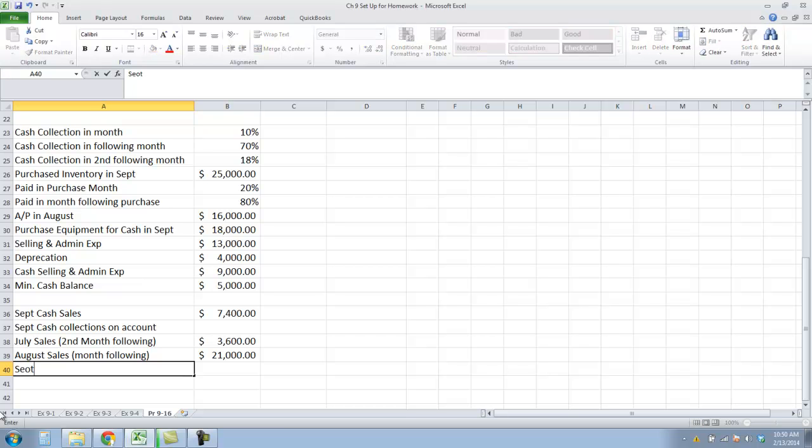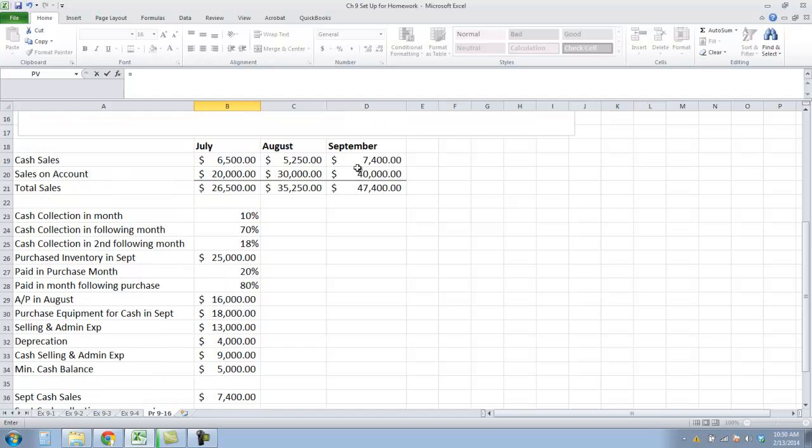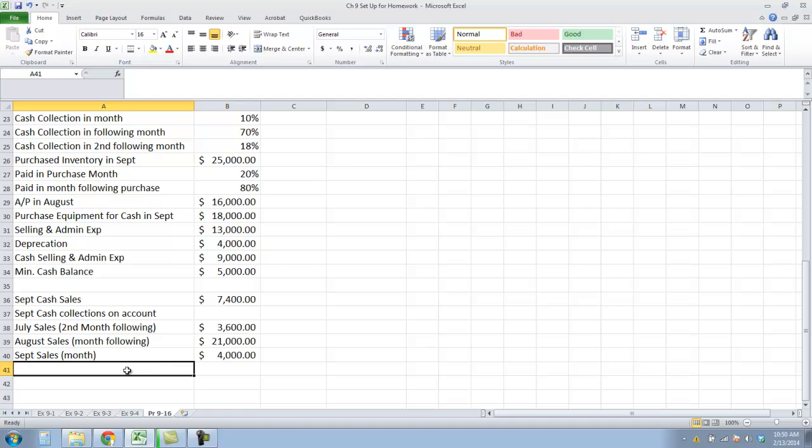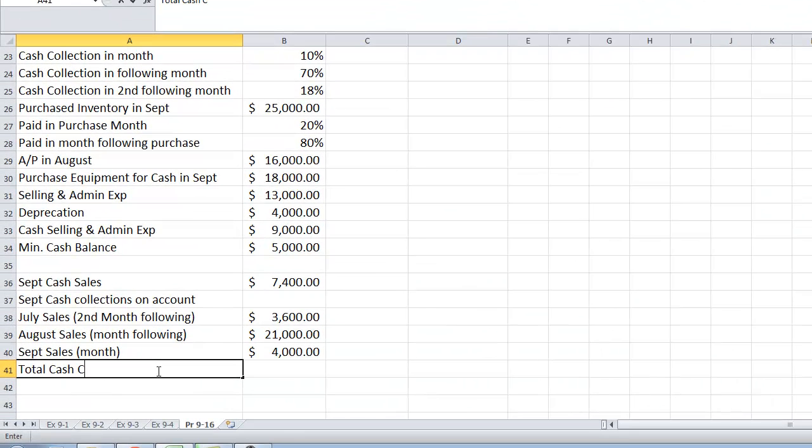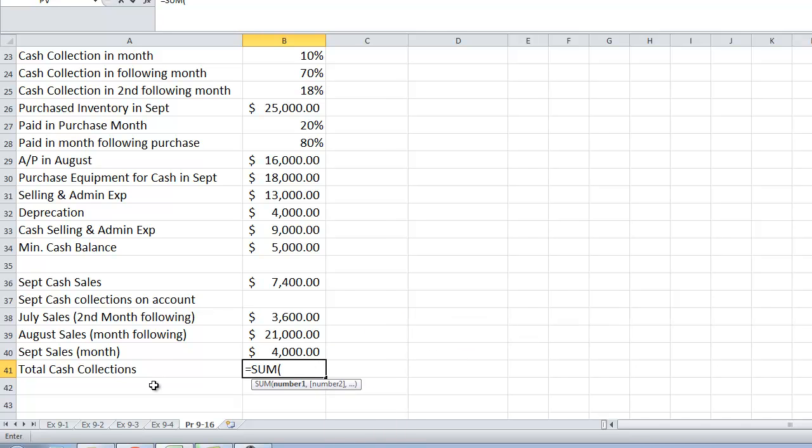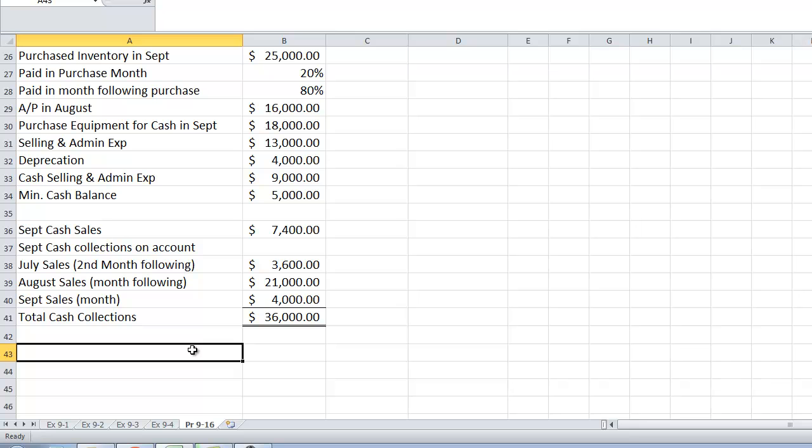And then we would take September sales, and so September sales are 40,000, and we're in the same month, so we collect 10% of those. So total cash collections. We add these all together. So in September, we would have $36,000 of cash collections.